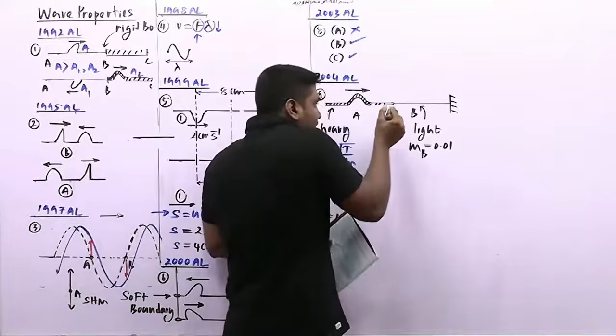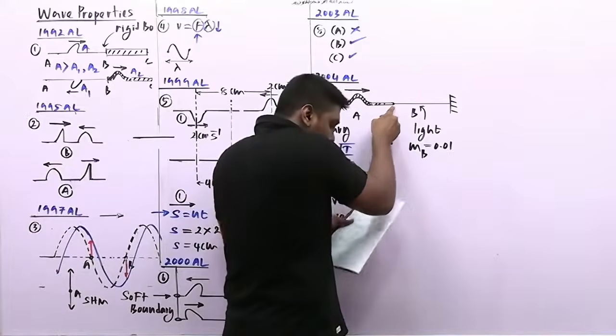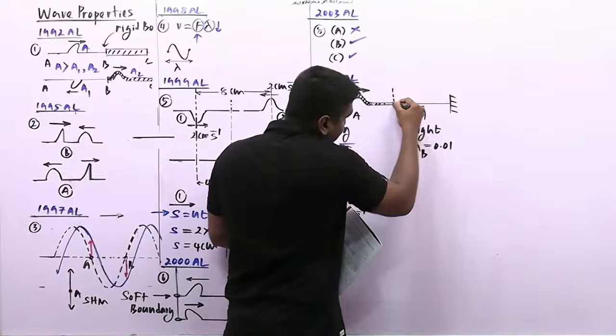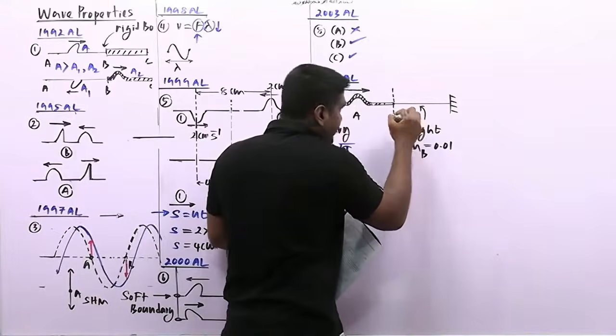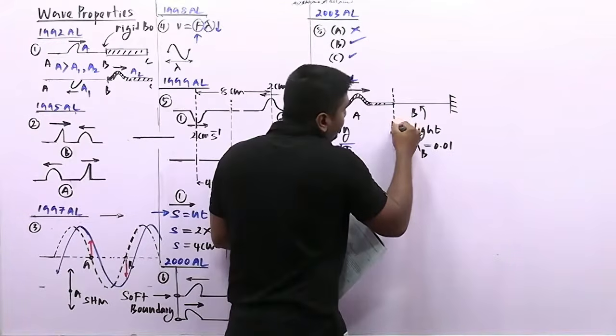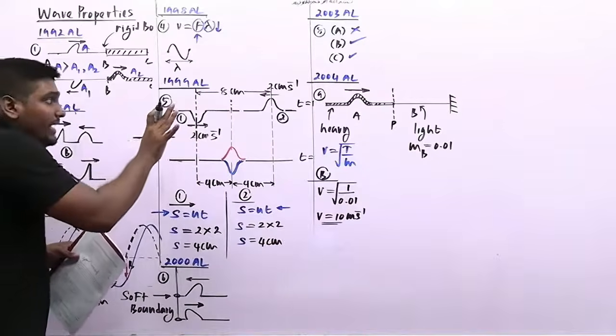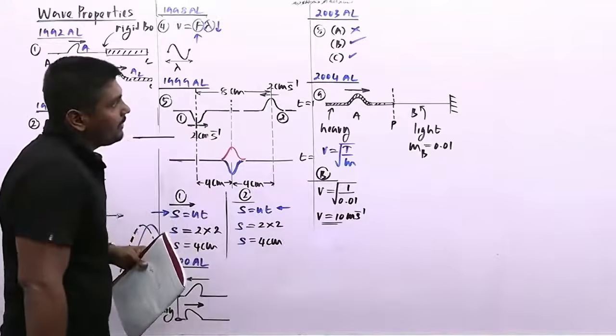And also, at this point, let's take it as point capital P. What do you think about point capital P? Is it a soft reflection that happened? Is point capital P a soft boundary or a rigid boundary?